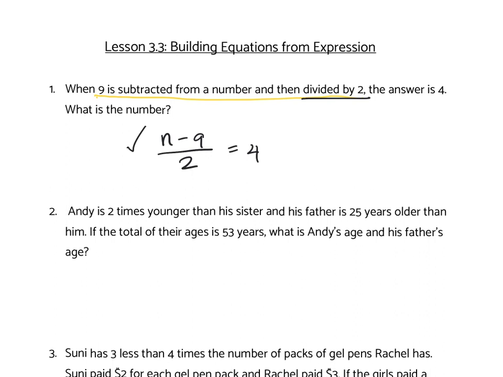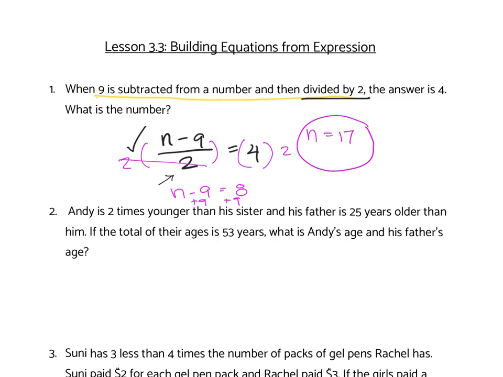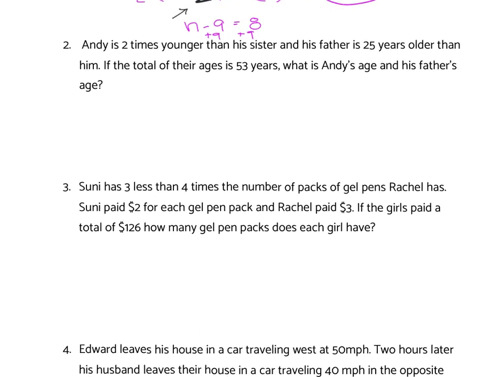I'm going to do this a little bit smaller. In order to get rid of the 2 in the denominator, I'm going to multiply both sides of the equation by 2. So that cancels out. I'm left with n minus 9 equals 8. And then if I add 9 to both sides, I get n equals 17. Great. All right, let's look at the next problem.